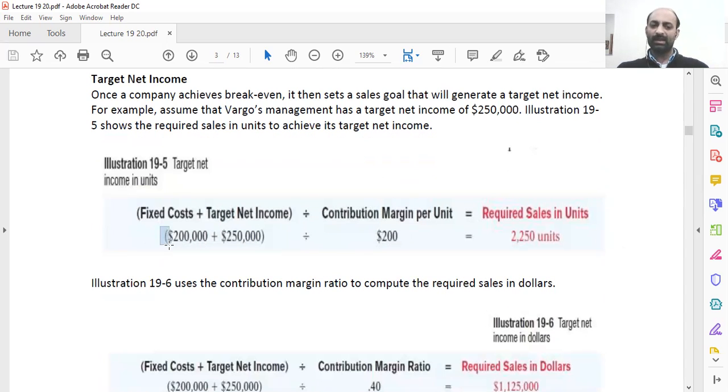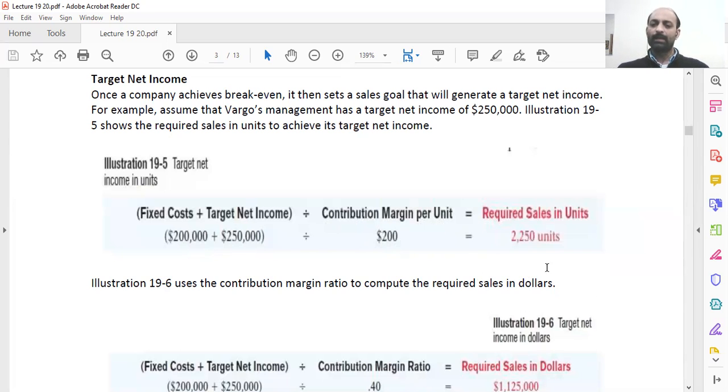So as you know, your fixed cost is $200,000 and your target net income, the profit that you will earn after taking care of all your expenses, is 250,000. You add these two and divide it by the contribution margin per unit, which is 200, which again is calculated by subtracting 300, the total variable cost per unit, from selling price, which is 500. So you get the required sales in units, which is 2,250 units.